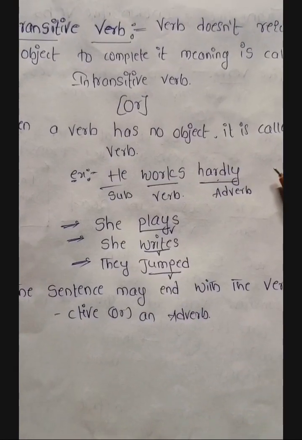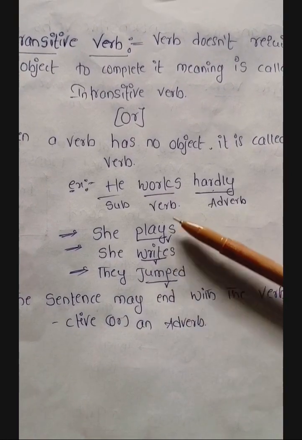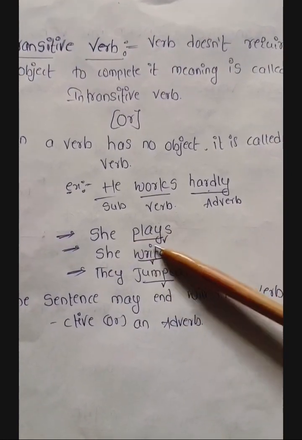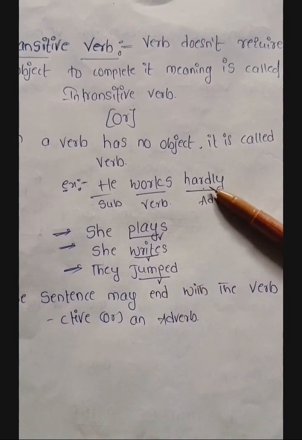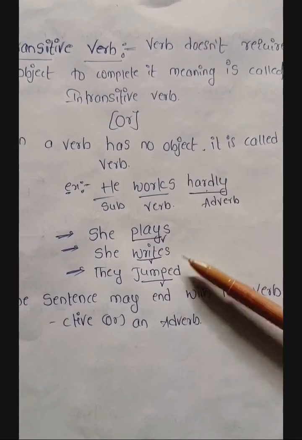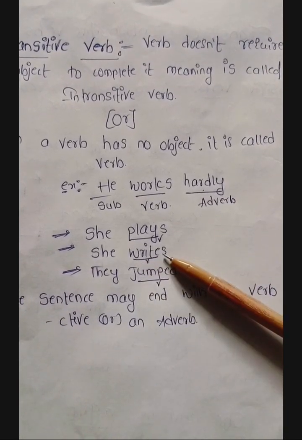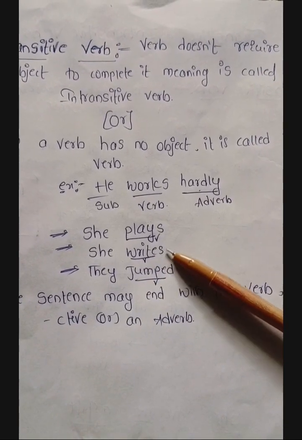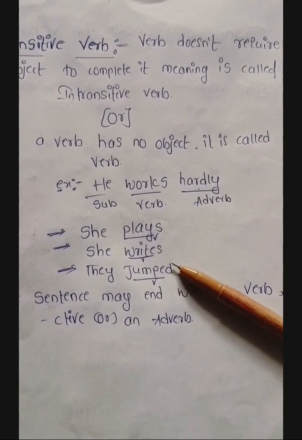Let's see other examples. She plays. She writes. They jumped. In these examples, the statement ends with the verb. If the statement ends with a verb, adverb or adjective, it is an intransitive verb. She plays. In this example, there is no object. She writes. In this example, there is no object. So in these three examples, there are no objects. So it is an intransitive verb.